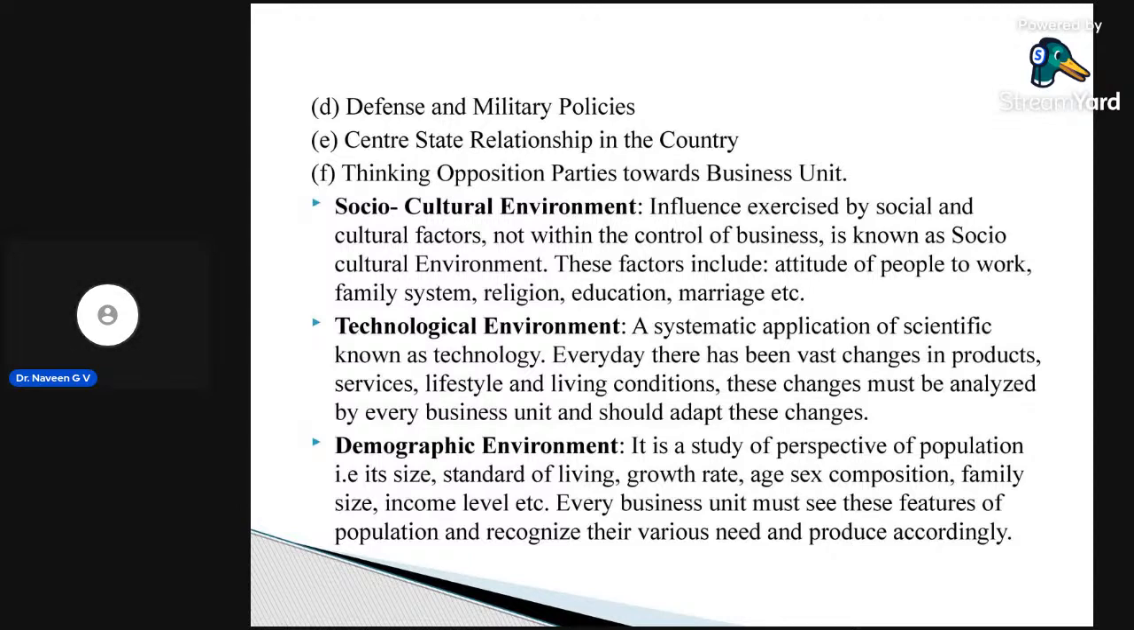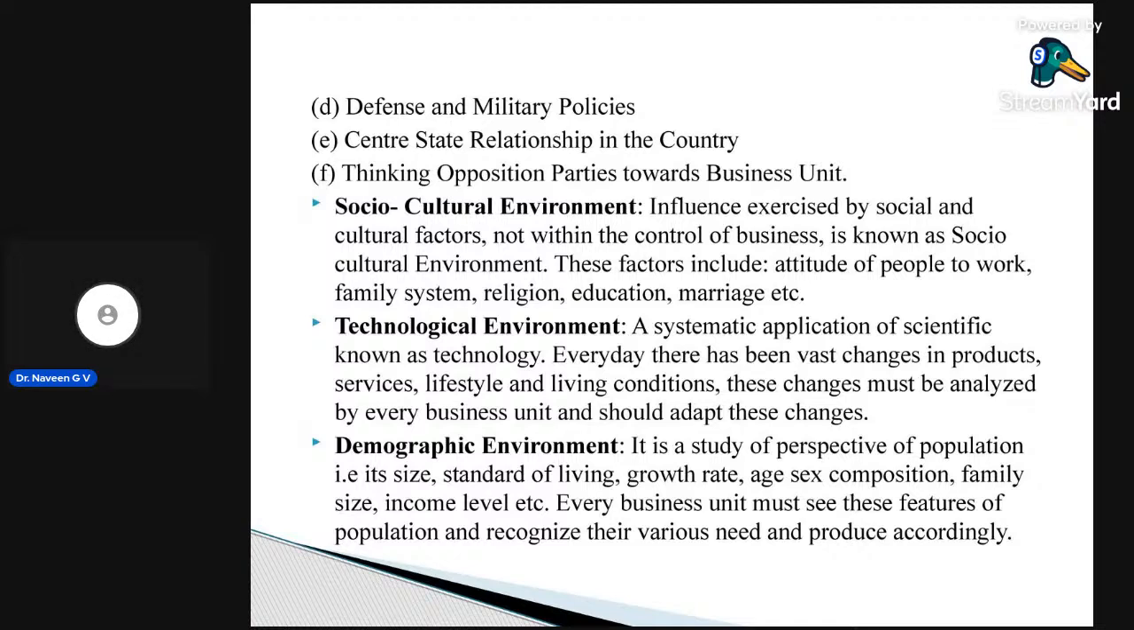And the socio-cultural environment. The sociological influence exercised by the social and cultural factors, not within the control of the business, is known as the socio-cultural environment. These factors include the attitude of the people towards work, family system, religion, education, marriage, etc. Like this, people's attitude towards work and health, the role of the family and marriage, religion, and education.